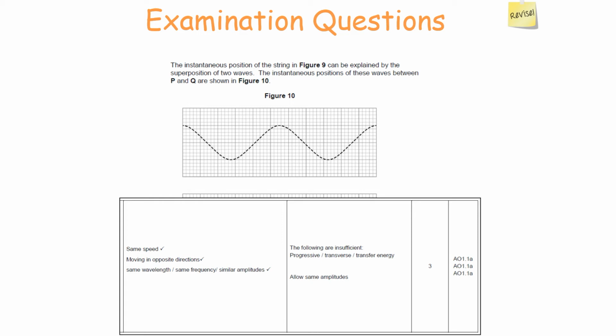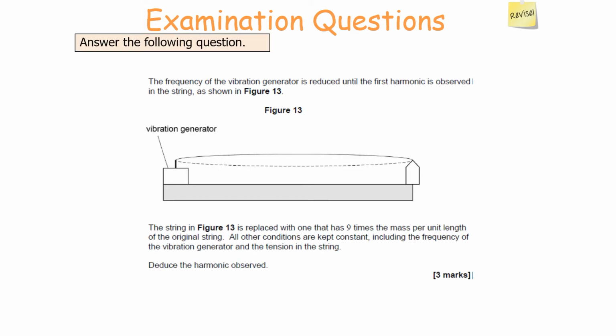Okay, they have got the same speed, but they are moving in opposite directions. Let's have a look at our next question. The frequency of the vibration generator is reduced until the first harmonic is observed in the string, as shown in figure 13. The string in figure 13 is replaced with one that has 9 times the mass per unit length of the original string. All other conditions are kept constant, including the frequency of the vibration generator and the tension in the string. Deduce the harmonic observed.